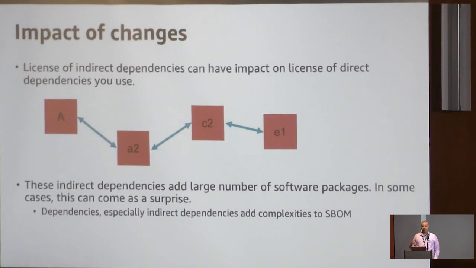Now, how does this impact you as a developer? Sometimes the license of these indirect dependencies can have an impact on the license of the direct dependencies that you are using, and that may end up having some effect on your project. These indirect dependencies are generally hidden from the developer, or you may not be aware of what indirect dependencies you are pulling into your project. So if you are generating an SBOM, you might just think, hey, I'm using just 5 direct dependencies, and that might be my SBOM.